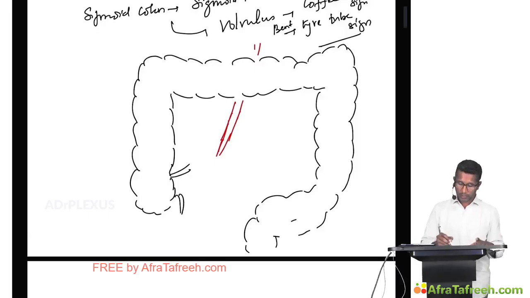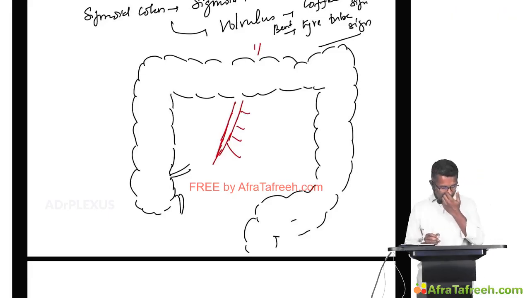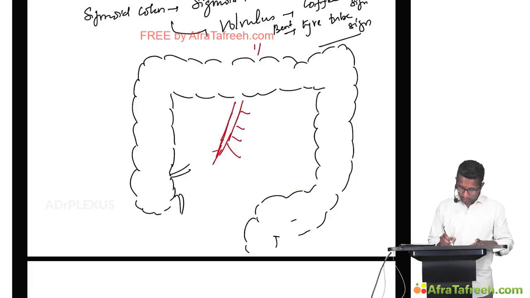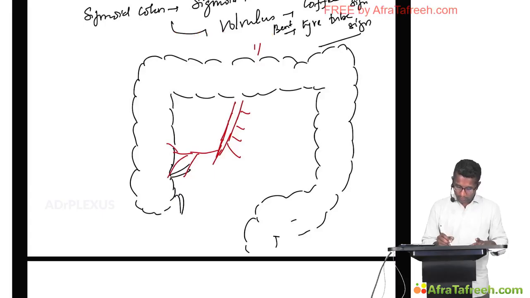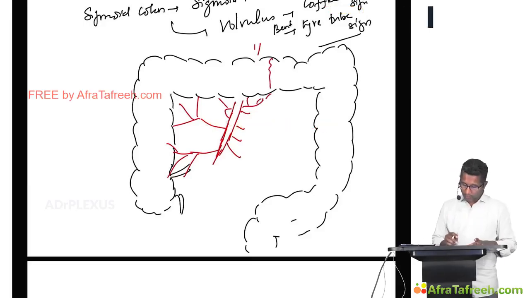The superior mesenteric artery gives rise to the jejunal and ileal branches on the left side, and on the right side it gives rise to the ileocolic branch. It supplies the distal ileum, the cecum, and the ascending colon. It also gives a branch called the right colic artery, and a branch called the middle colic artery. Up to what region do they supply? They supply up to the right two-thirds of the transverse colon.